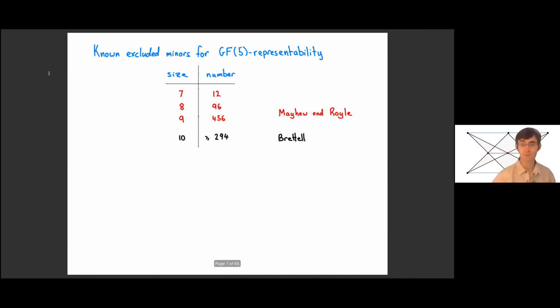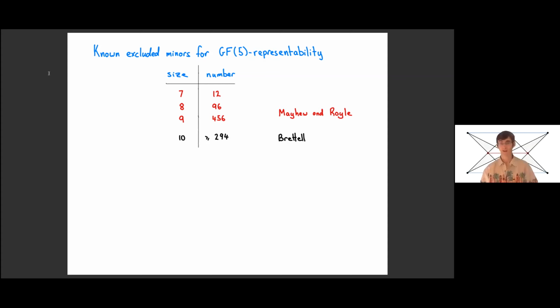So Nick Brettell did a search. He was looking through a subclass of GF5 representable matroids for various partial fields. He found an additional 294 excluded minors of size 10, but that's just a partial list, so we don't know how many there are of size 10. I would really like to know what this is going to start looking like. Is it going to start closing off soon? Or is it just going to keep blowing out for a while and then close off?